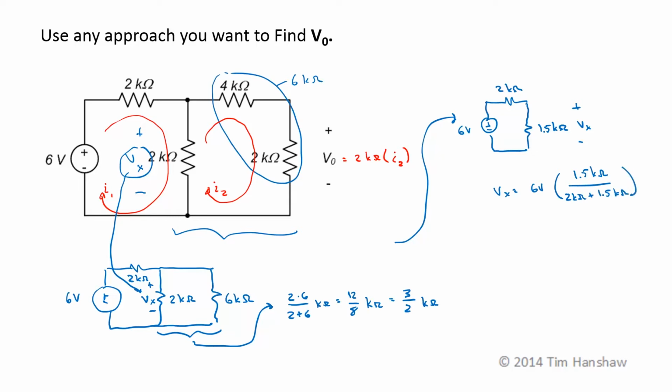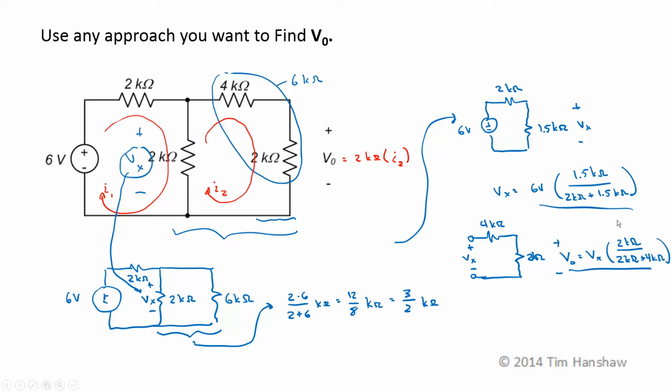Then once I know V sub x, the same way I did before, this 4 kiloohm and this 2 kiloohm combination over here have a known voltage across them, V sub x. So V0 is the result of a second voltage divider, so V0 is equal to V sub x times 2 kiloohms over 2 kiloohms plus 4 kiloohms. And that is two equations and two unknowns for which I can solve V0.